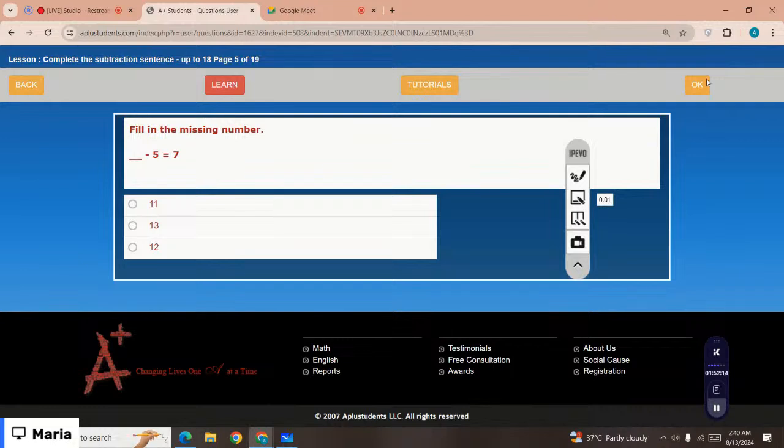Fill in the missing number. So which number is missing? The correct option is 12 take away 5 is 7. Option number 3 is the correct option. Got it?